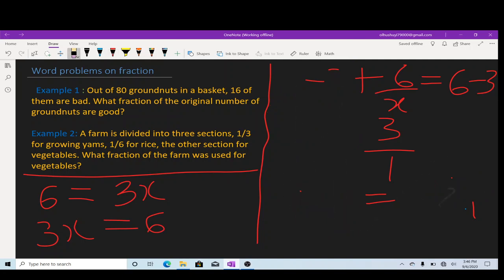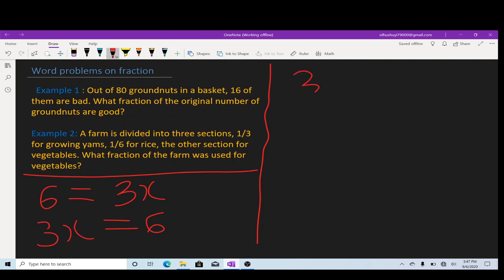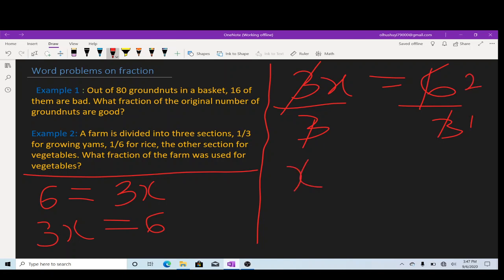So since 3x is equal to 6, you are looking for x, right? 3 is the coefficient of x. So what do we do? You have 3x is equal to 6. Divide both sides by 3. This cancels out this. Then you have 3 here 1, 3 here 2. So x is equal to 2.